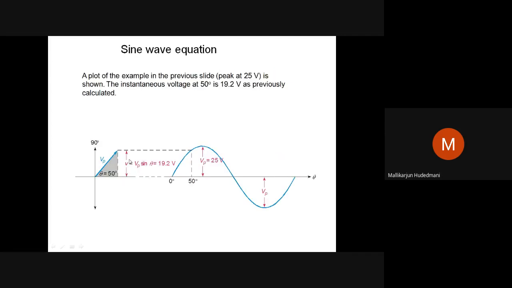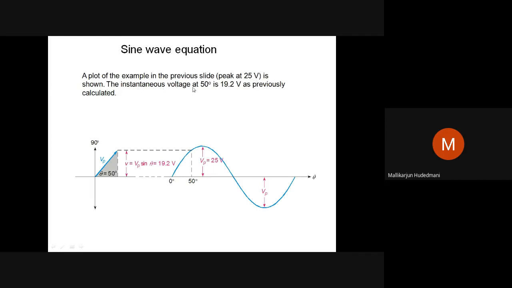Now I took this example, very advanced, because I wanted to tell you what a phase is. The phase of an alternating quantity is the angular shift that the vector representing the quantity got shifted. Now I can say the reference point was horizontal. How much is the angle it got shifted? 50 degrees. Then the phase of this quantity at this point of observation is 50. An example is taken: a plot of the example in the previous slide, which had a peak of 25 volts, is shown.